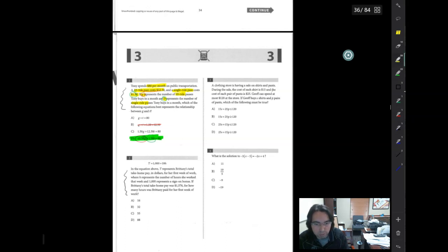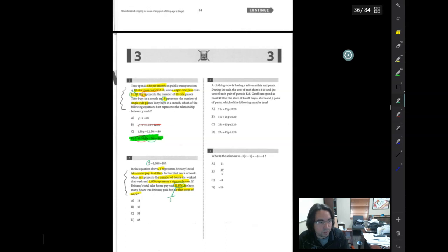We see T represents total take-home pay. T is the take-home pay in dollars for the first week of work, where H represents the number of hours she's worked that week, and 1,000 is the sign-on bonus. So if Brittany's total take-home pay was $1,576, how many hours was Brittany paid her first week of work? We know there's a difference there. The 1,576, this value here, is what she took home completely. So that there is the T.